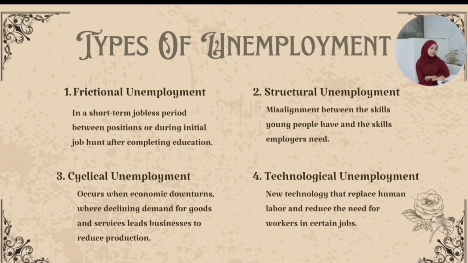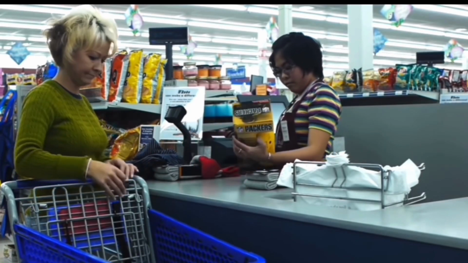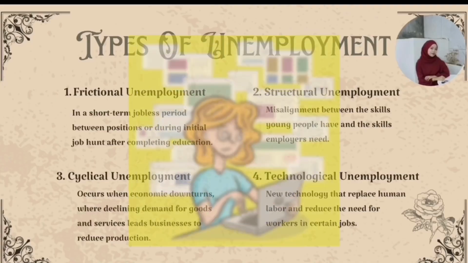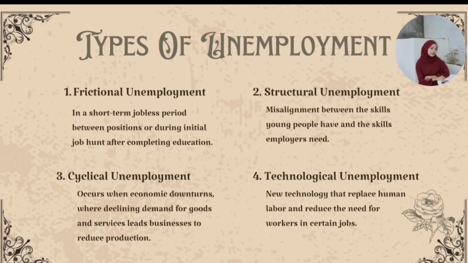So the second one is structural unemployment. Structural unemployment refers to misalignments between the skills that young people have and the skills that employers need. It could happen when there are graduates with degrees or skills in fields that have limited job opportunities or have high competition. The third one is cyclical unemployment.